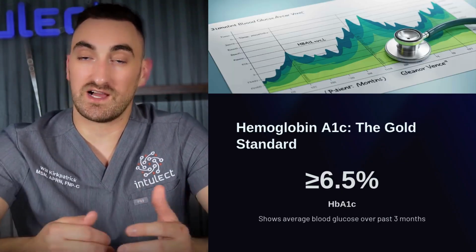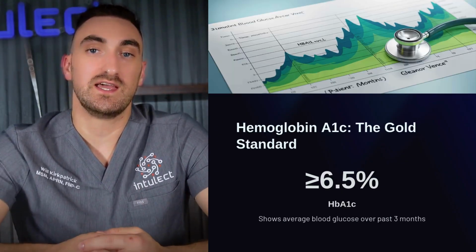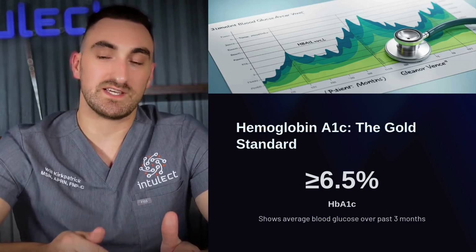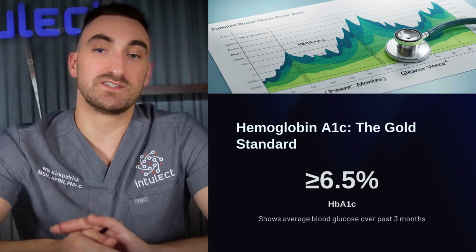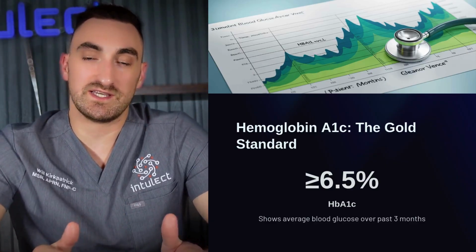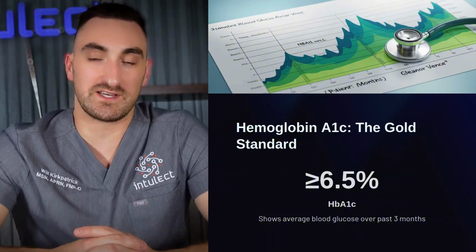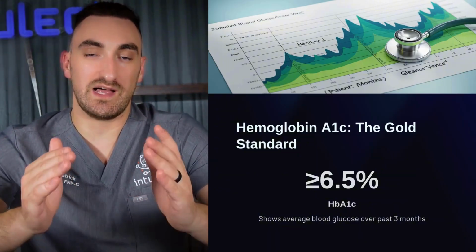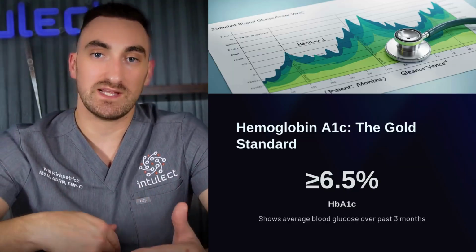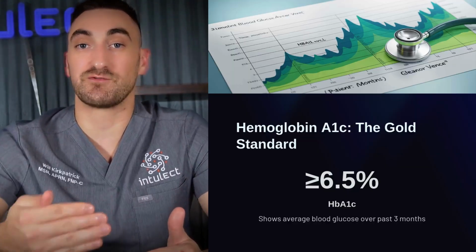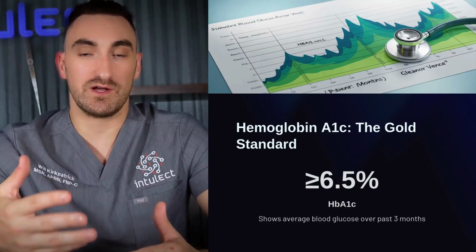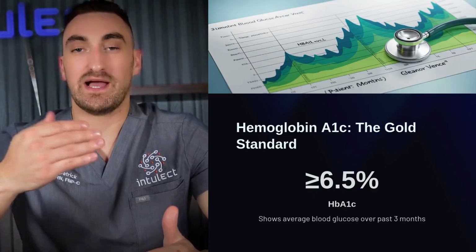Now the hallmark diagnostic tool for this disease is the hemoglobin A1C. So anything above 6.5% is considered diabetes mellitus. The reason why hemoglobin A1C is considered that hallmark diagnostic test is because it doesn't really rely on the last 24 hours or a meal that you ate. It's actually showing history of the past 3 months. So it's kind of giving you an average score of what your blood glucose has been over the past 3 months.